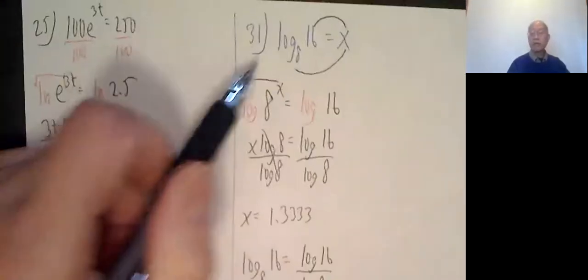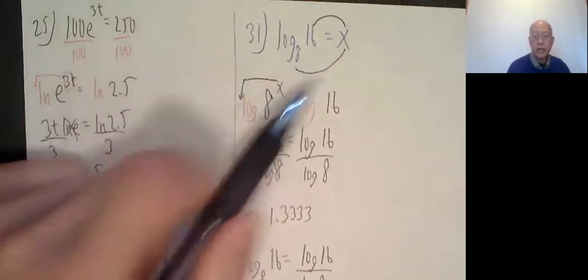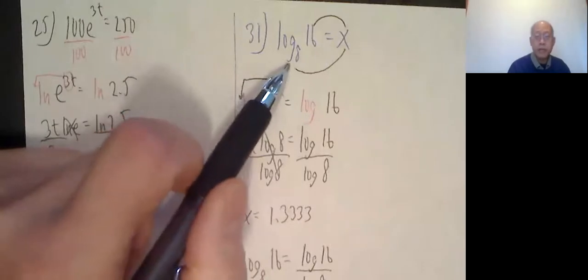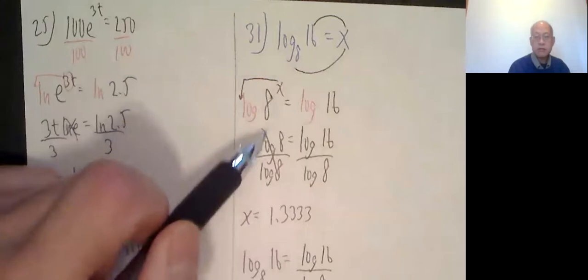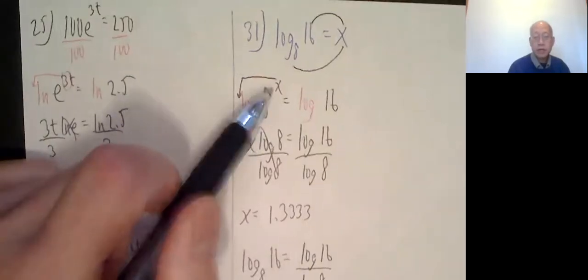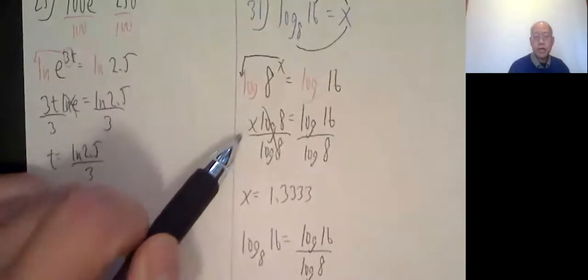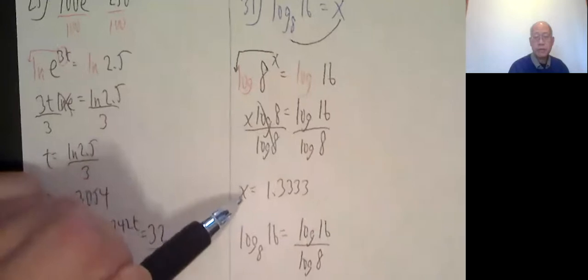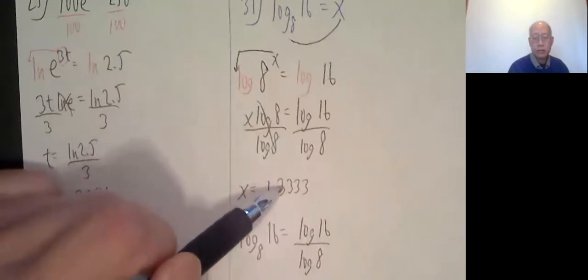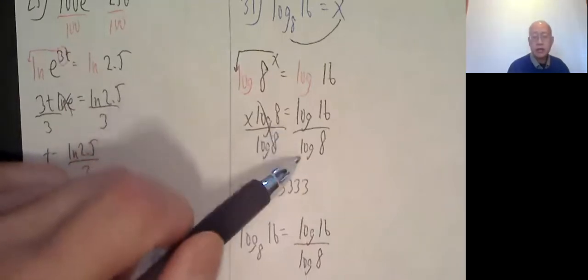Okay, 31, that can be done a couple of ways. Log base 8 of 16 equals x. Okay, first you're going to unscramble it. 8 to the x equals 16. And then you can bring the x in front after you log. So log both sides. X log 8 equals log 16. Divide by log 8. X is 1.3233. Basically, it's log 16 over log 8.